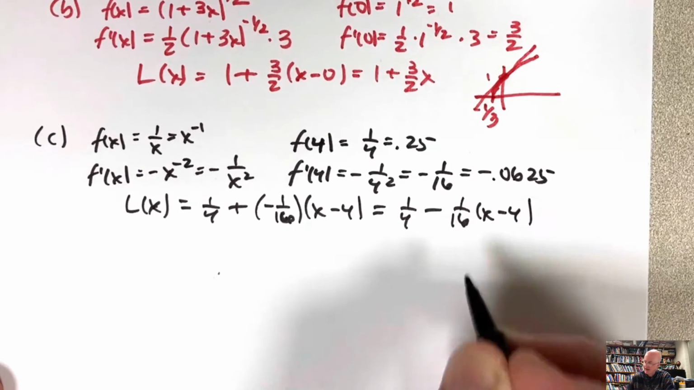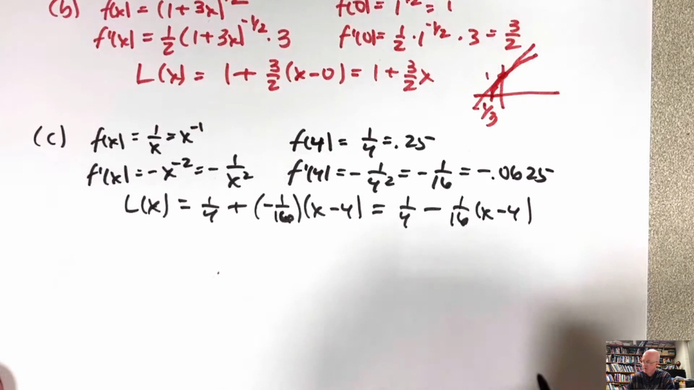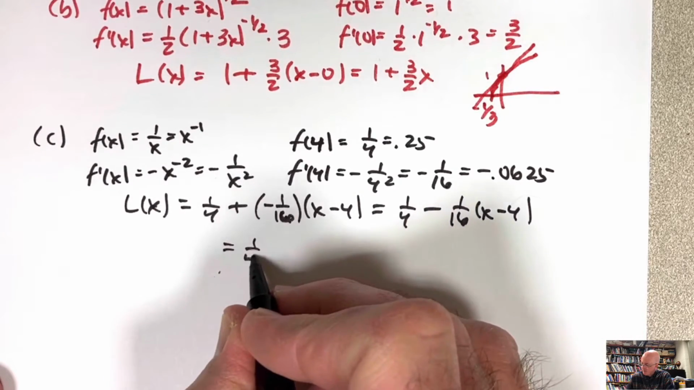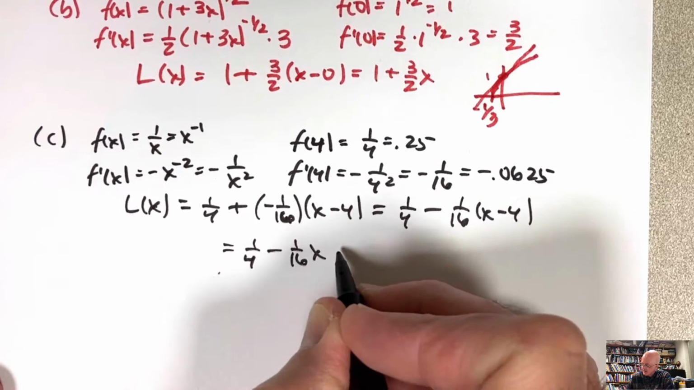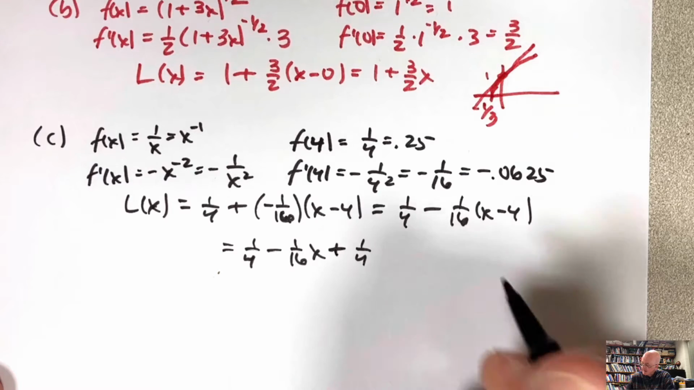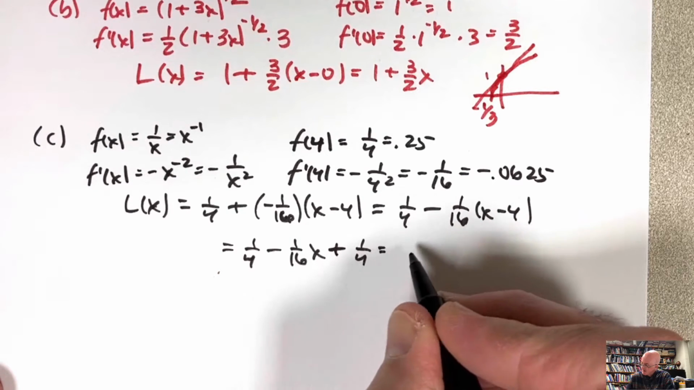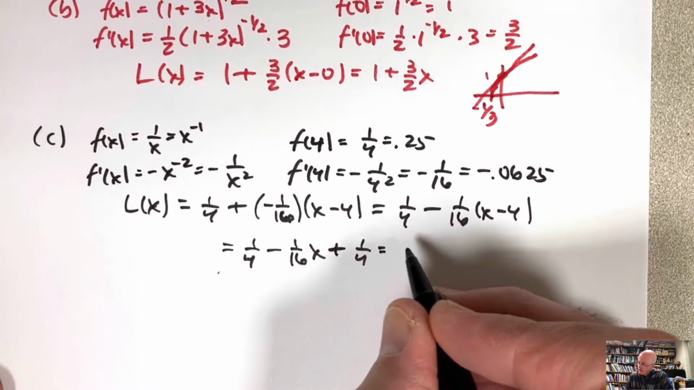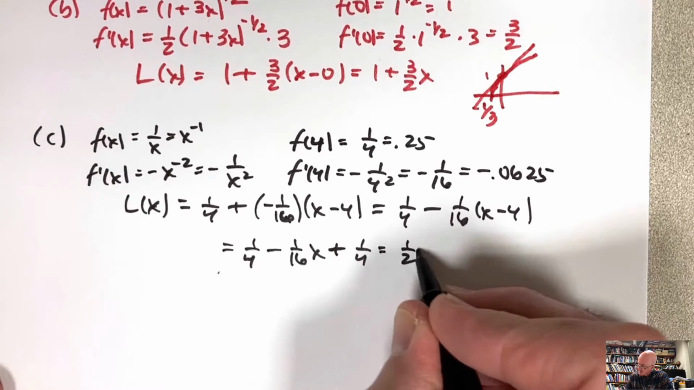You can certainly expand this, write it in slope-intercept form. I'll go ahead and do that. 1/4 minus 1/16 x, and then plus 1/4. Oh, it does simplify pretty nicely to negative 1/16 x, but that doesn't make sense. Did I make a mistake? Oh no, excuse me. 1/2 minus 1/16 x.